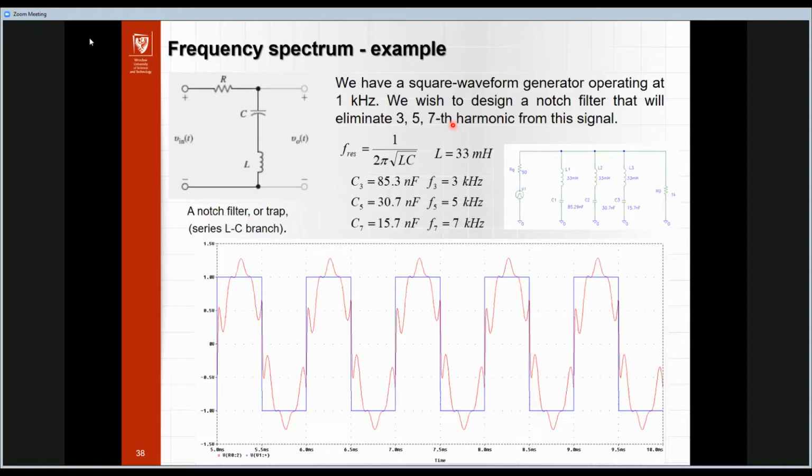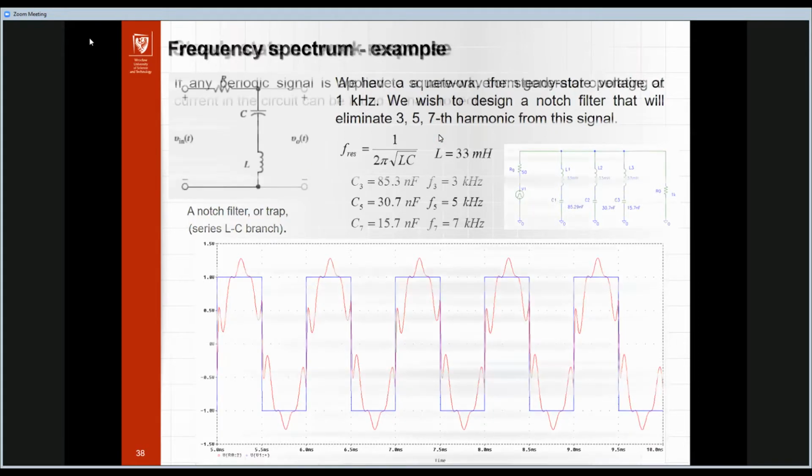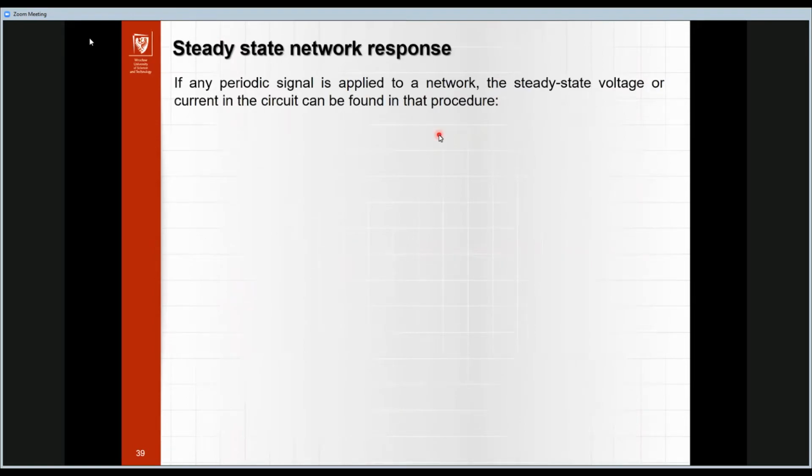Okay, and now we are talking about the steady-state network response. If any periodic signal is applied to a network, the steady-state voltage or current in this circuit can be found with this procedure. It is very important because it is the reason why we calculate the Fourier coefficients and the Fourier transform.